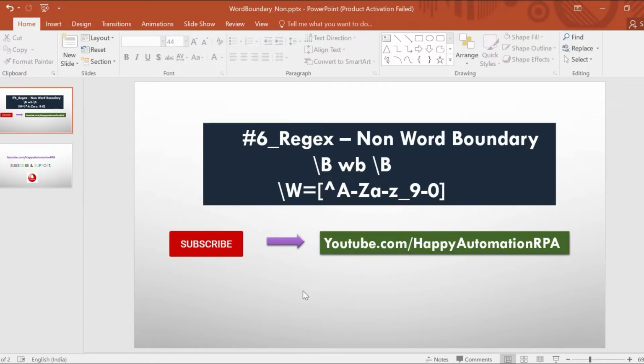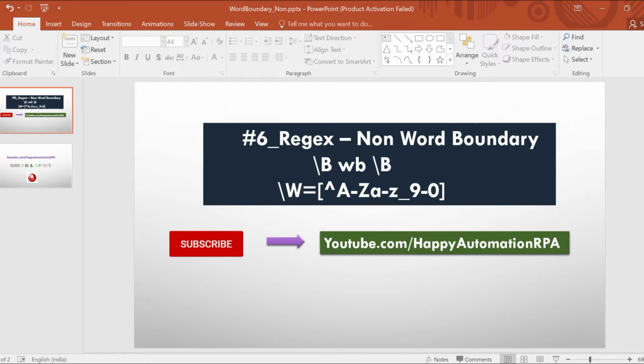In the last video, we discussed the word boundary topic. In this video, we are going to learn about non-word boundary in regular expression. Non-word boundary is represented by using capital B. And before you go to the non-word boundary, just learn what is capital W. It is non-word character. It tries to match any non-word character.